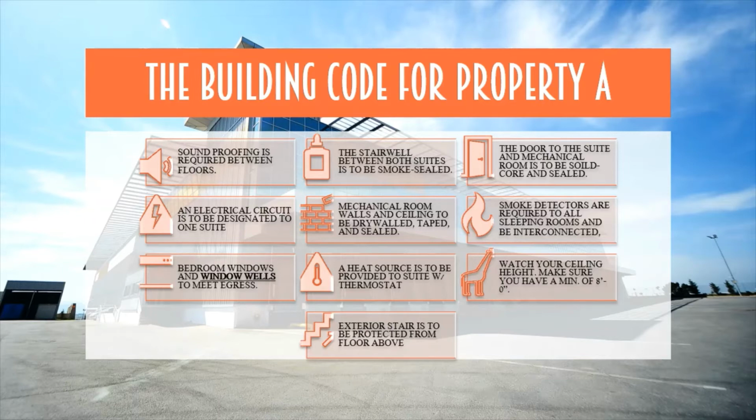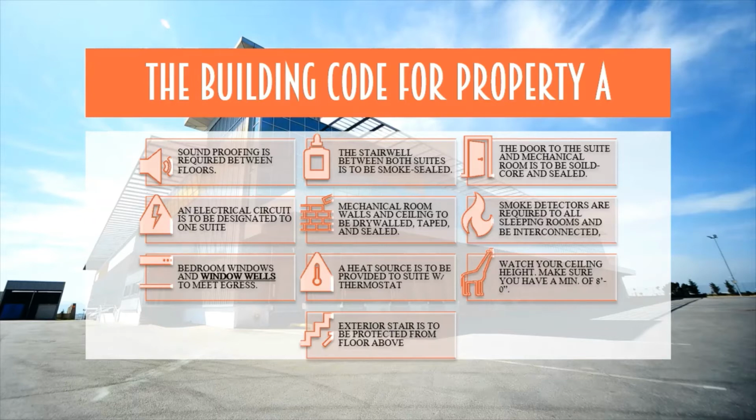Within the mechanical room, once again, we're going to create another smoke sealed area. So therefore the mechanical room will need to be drywalled all around the walls and the ceiling. Next, we think about smoke detectors. You have to have a combo smoke detector within your mechanical room, another combo smoke detector within the common area, and regular smoke detectors within all the bedrooms. All smoke detectors need to be interconnected.